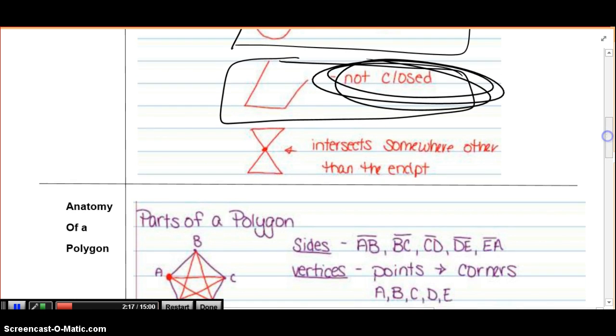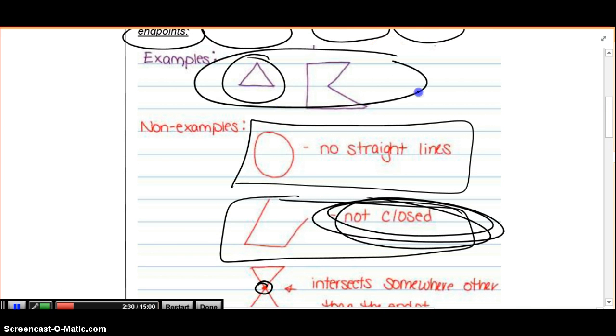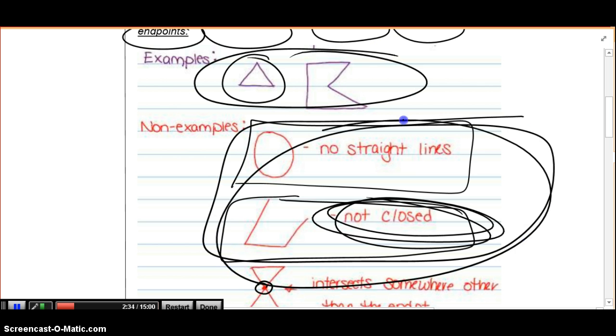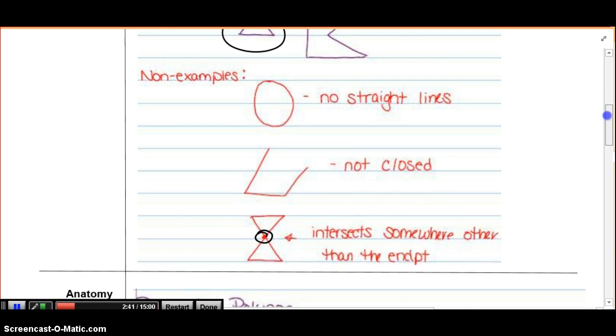And then last but not least, this hourglass, bow tie looking shape here. We cannot have any intersections like that. That's bad news bears right there. So, in essence, this is good. This, bad. All of this, bad. We do not like that whatsoever. All right, so that's just the basics right there.